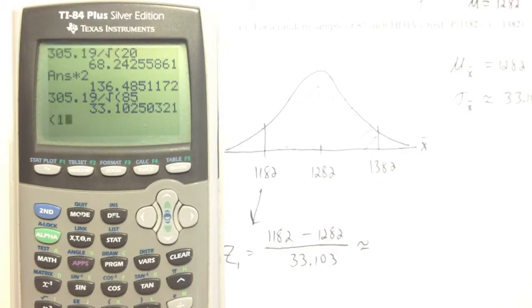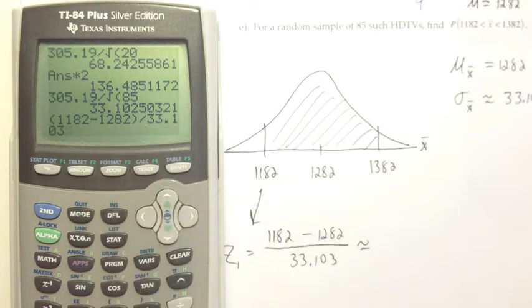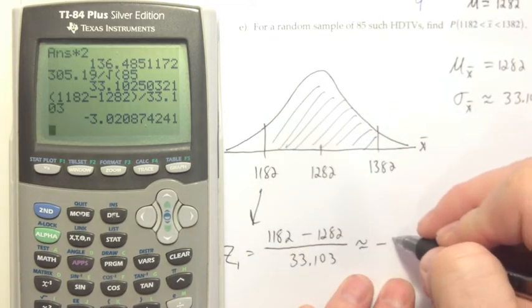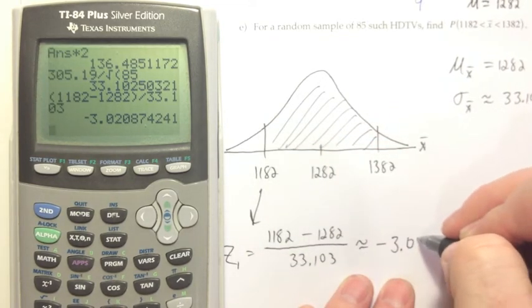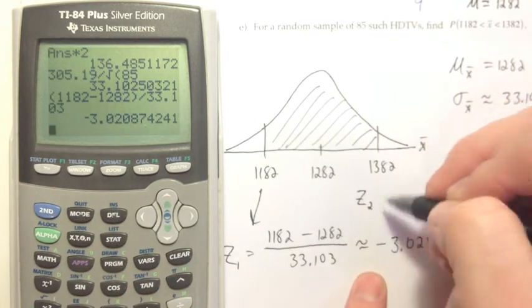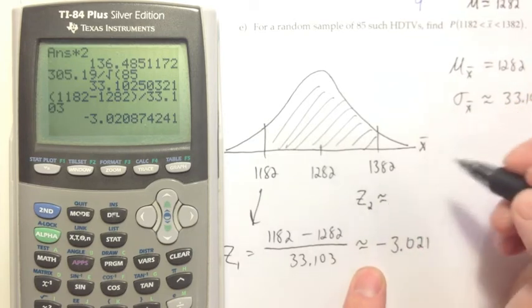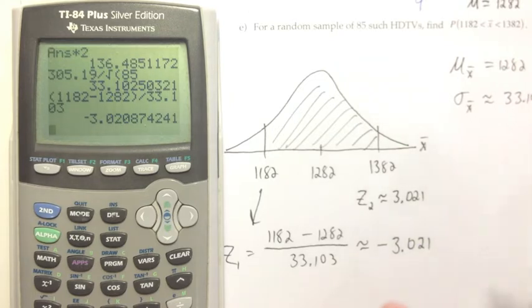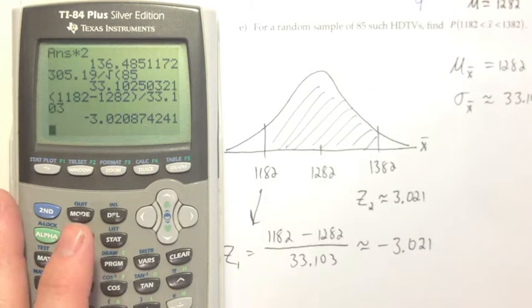So I have 1182 minus 1282, which actually is just negative 100, and then divided by 33.103. So that should go into 100 a little more than 3 times. And because that's to the left of the mean, it's negative, so negative 3.021. If I did Z2, that's the same distance away, but just on the other side. So that one would also be 3.021 standard deviations away, just to the right. So that one would come out positive instead of negative.